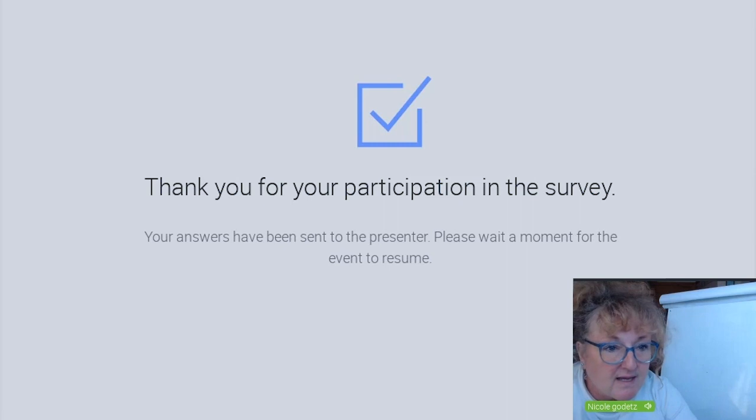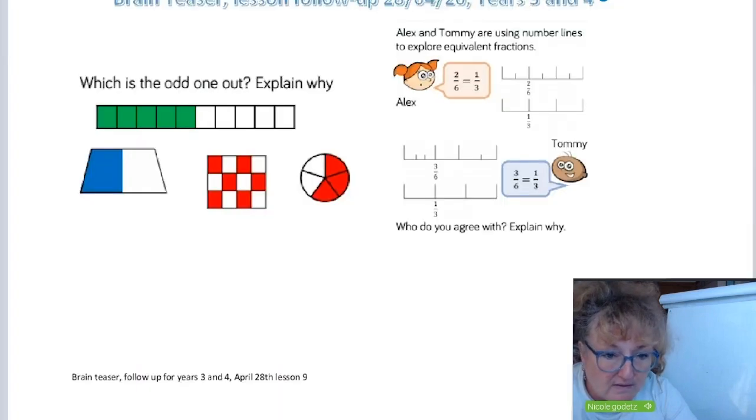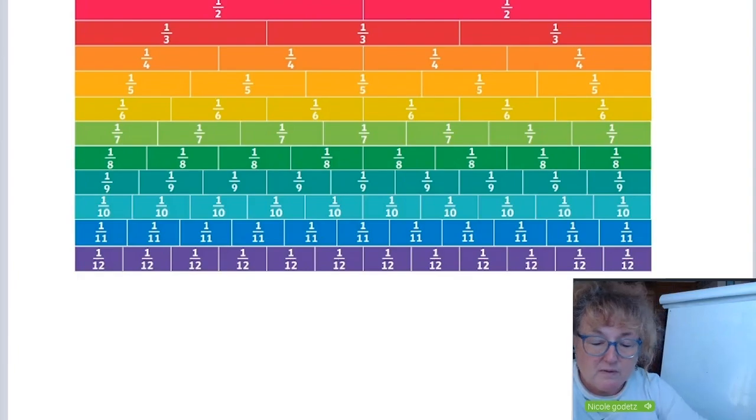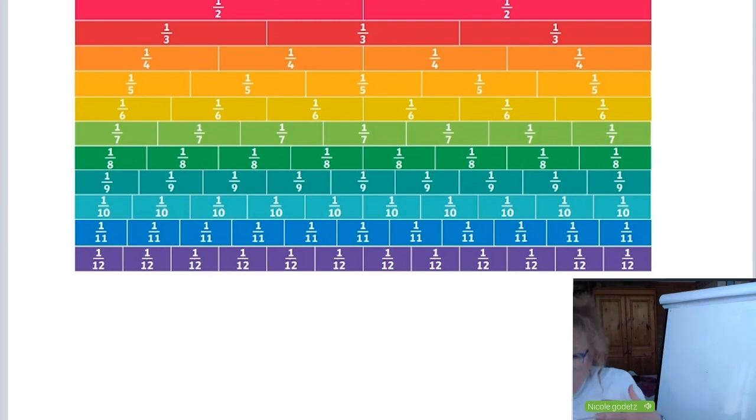So now I want us to think about equivalence, okay? I'm going to put an equivalence board up. So let's have a look at this equivalence board. Now, looking at that board, start telling me something about equal fractions. We've already had some talk about equal fractions coming in.